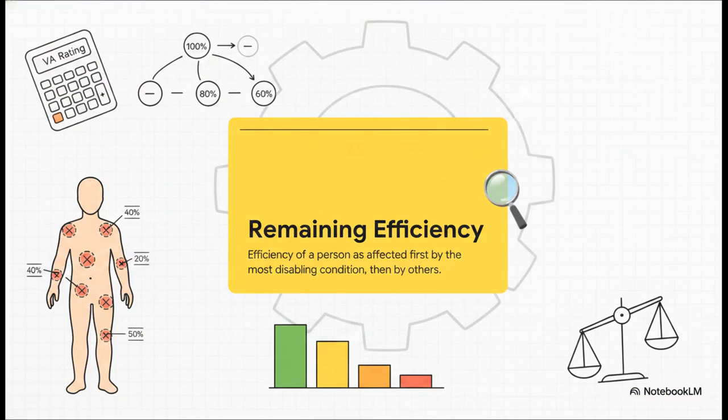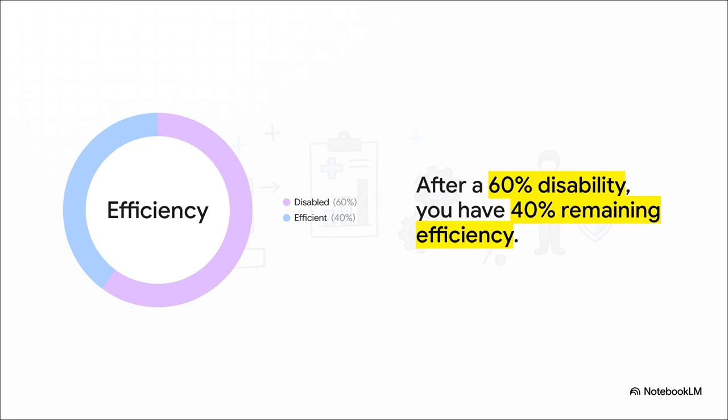To really grasp why the system operates this way, we have to look at how the code actually views your body. The core regulation dictates that you literally can't be more than 100% disabled, right? It's logically impossible to be 110% or 150% disabled under this framework. So the formula calculates how efficient you remain after each individual disability is factored in. It considers the efficiency of the individual as affected first by the most disabling condition and then by any subsequent less disabling conditions. This visual really hits the nail on the head.